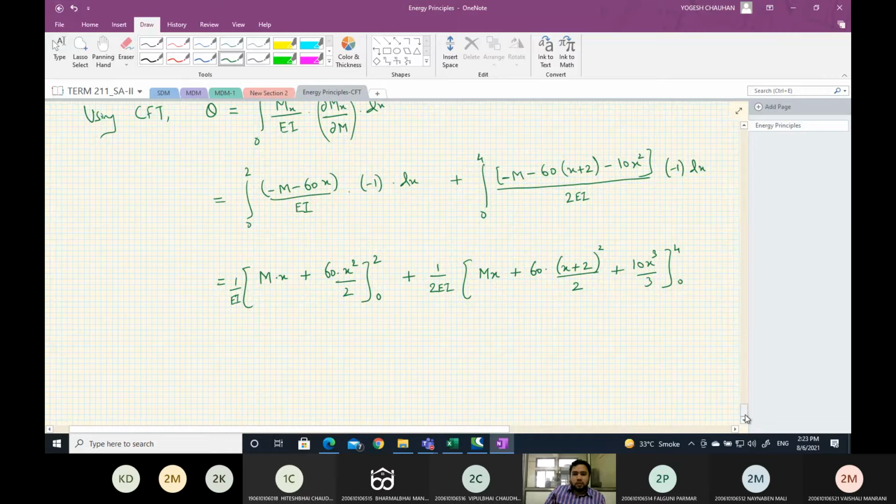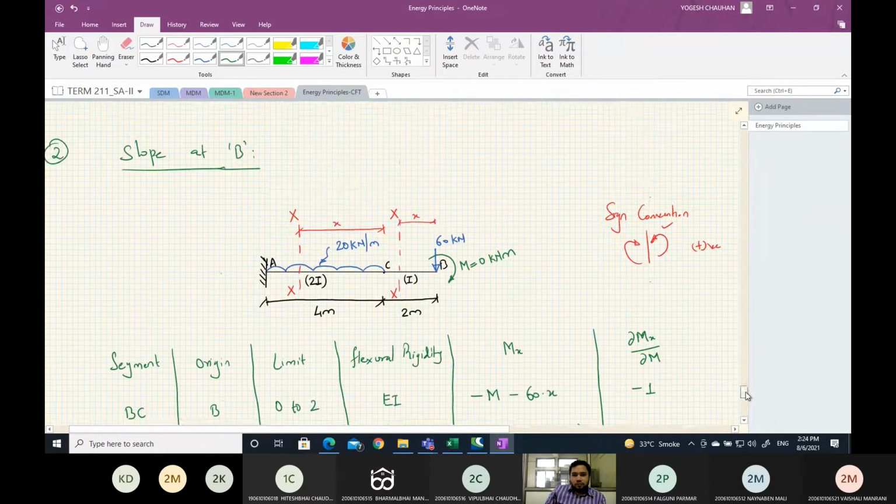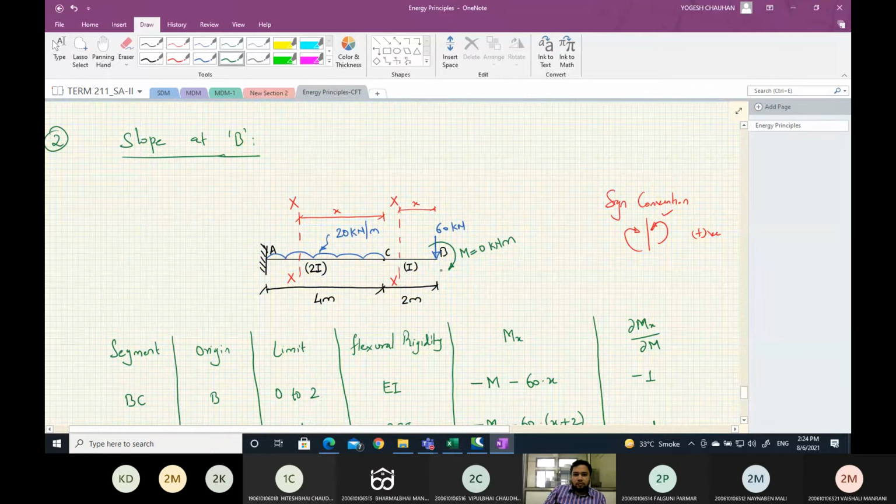Now you substitute the upper and lower limit and put the value of M equal to 0. You will have the result, because actually there is no moment there; just to make an equation of moment we are applying a fictitious moment here. This is the fictitious moment.